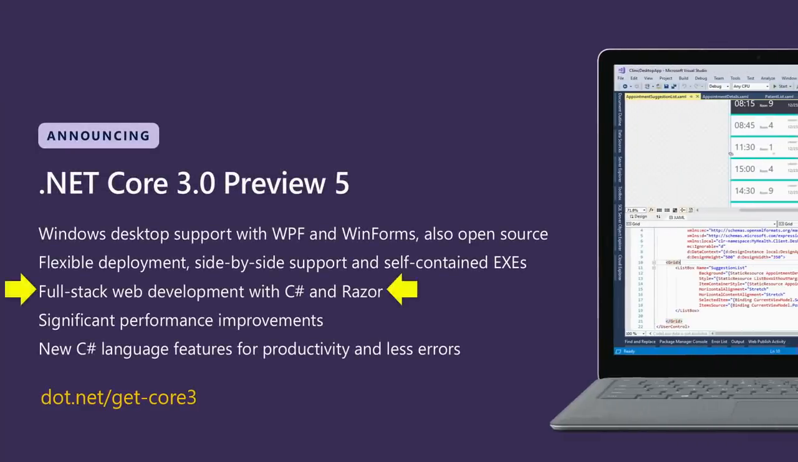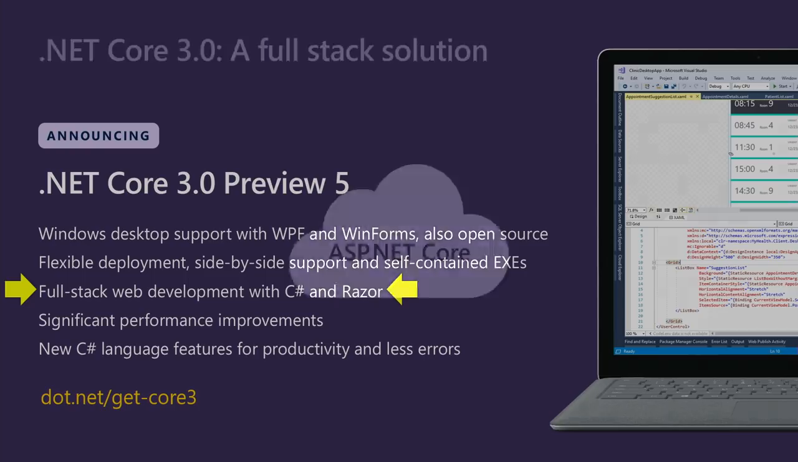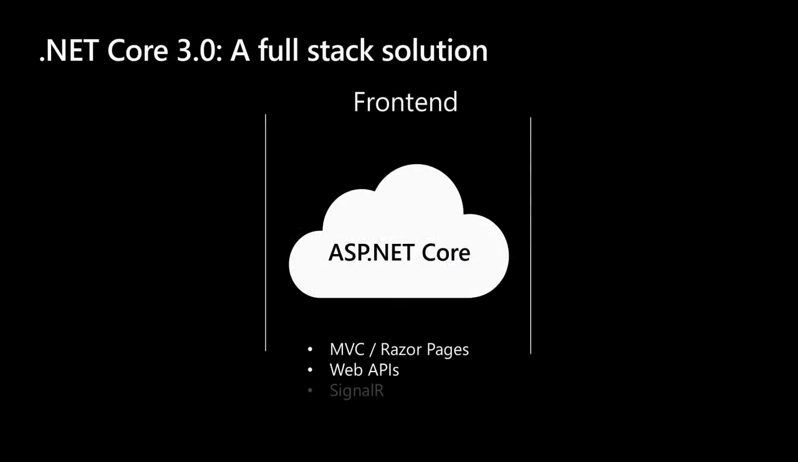Well, hopefully you heard earlier this week, .NET Core 3.0 Preview 5 shipped, and as advertised, it supports full-stack web development with C# and Razor. Now, what does that actually mean? Well, on your front-end server with ASP.NET Core, we have, of course, a long history of rich support for server-side rendering with MVC and Razor pages.